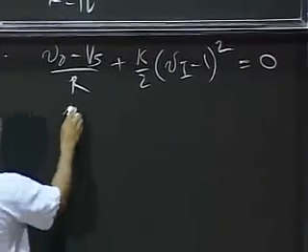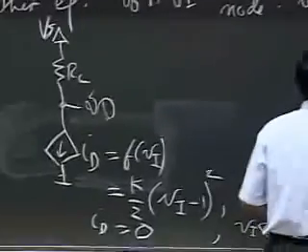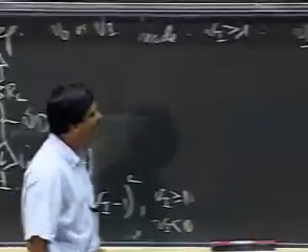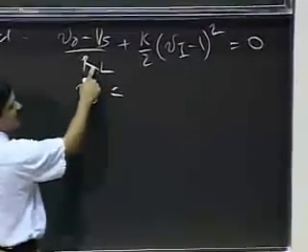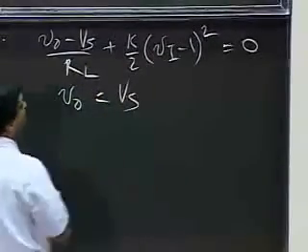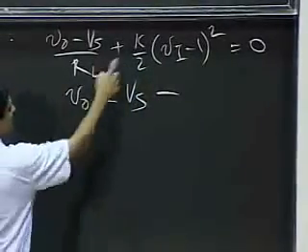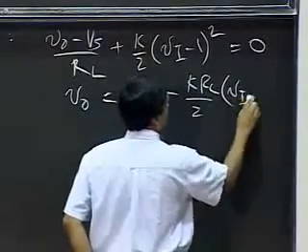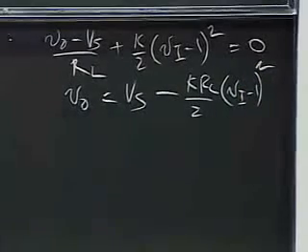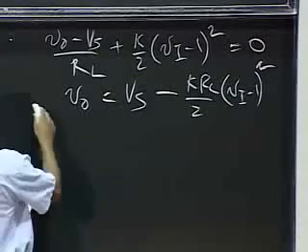So I can go ahead and simplify this, multiply throughout by, I call this RL here. So multiply throughout by RL and move all of this to the other side. So I get Vs divided by RL, multiply throughout by RL, I get Vs on this side. I take this term to the other side. This becomes a minus. RL multiplies here, so I get K RL. That's the expression I get. V naught is Vs minus K RL divided by 2 times Vi minus 1 whole squared.